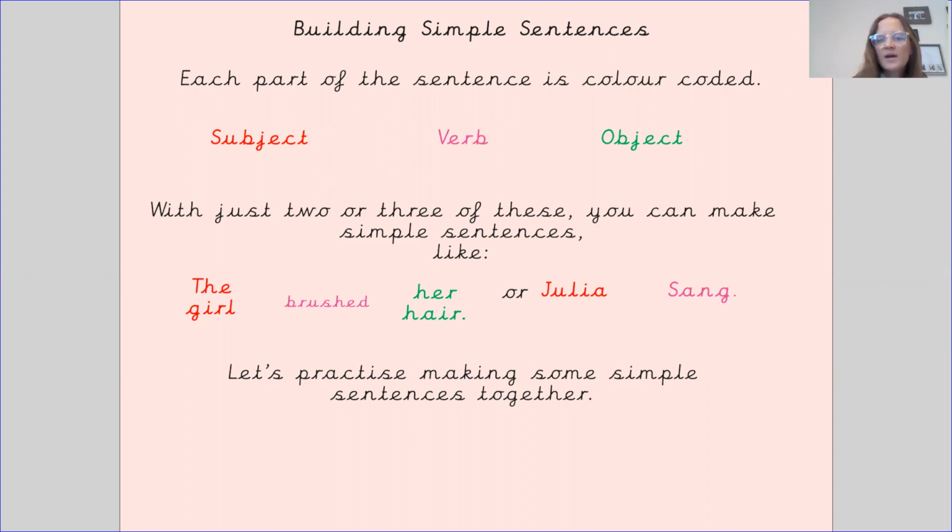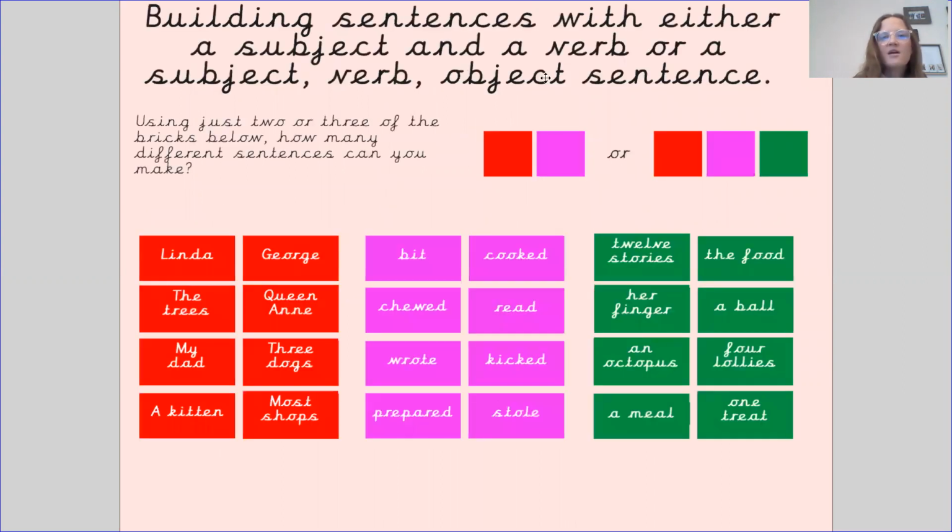So we're going to practice making some simple sentences together. Have a look at having a subject and a verb, or a subject, verb, and object. And we can have a look at these options. What I want you to do is, on your whiteboard, create 2 or 3 sentences if you want, one with 2 bricks, one with 3 bricks of the following: subject, verb, object. So pause the video now, choose your own options and write those down.